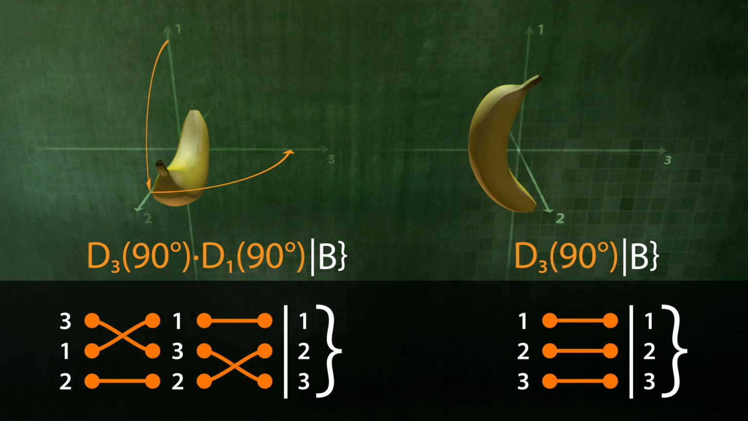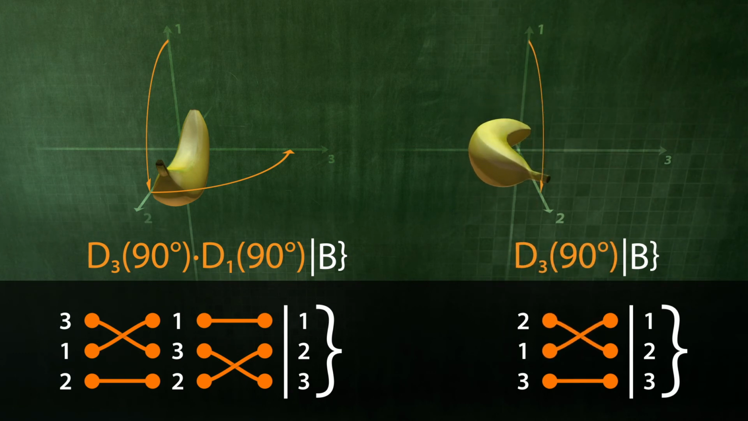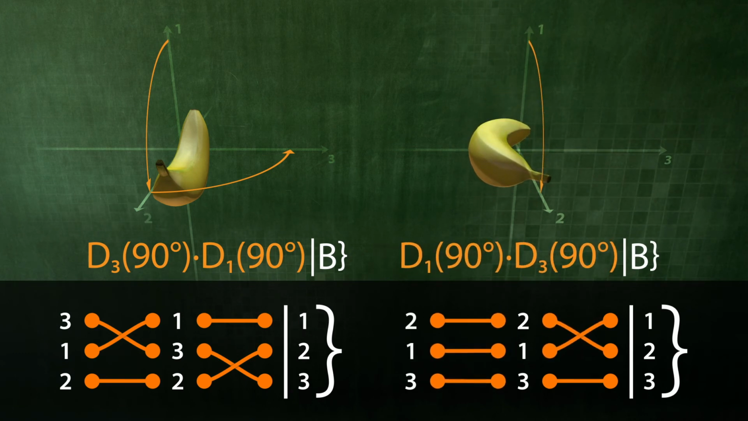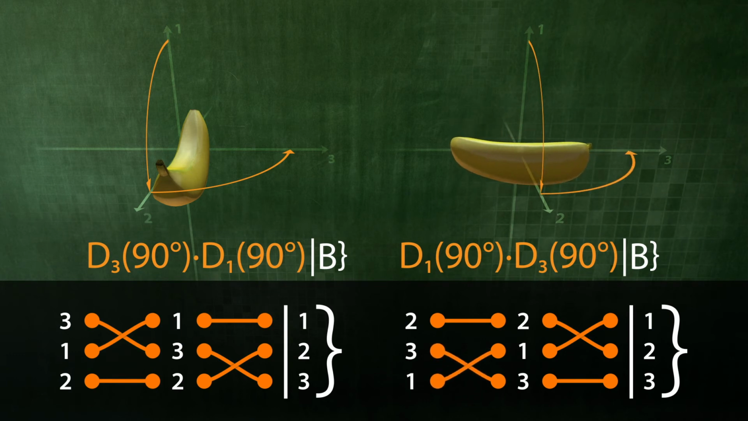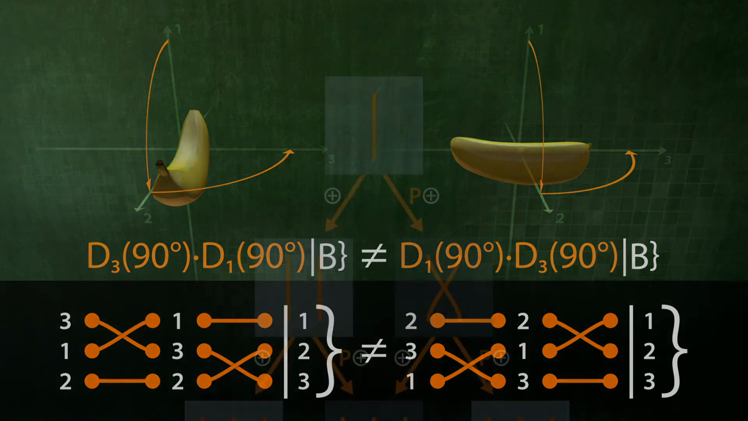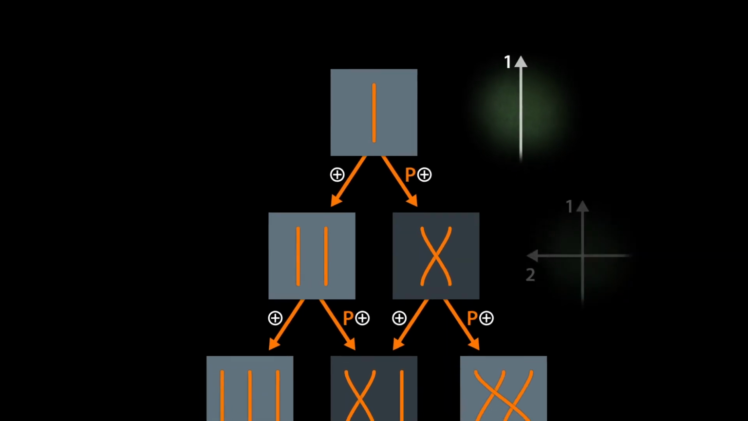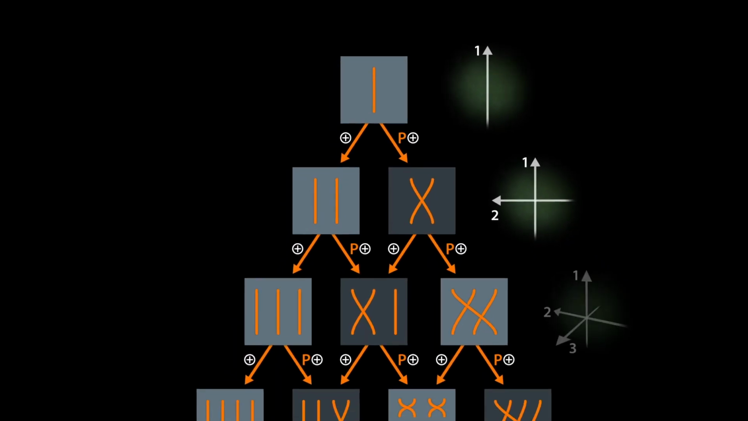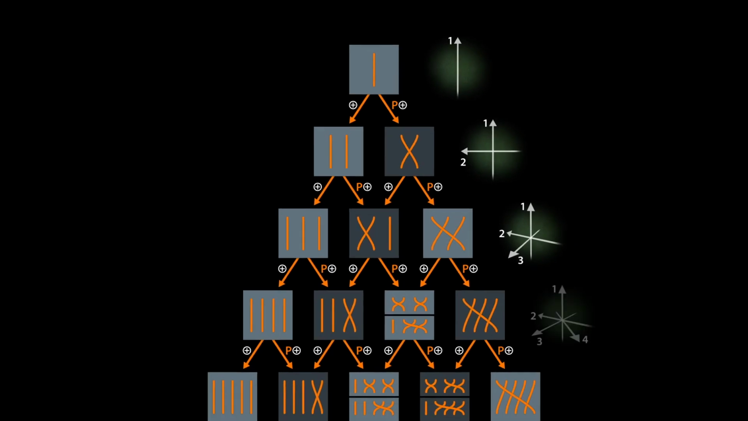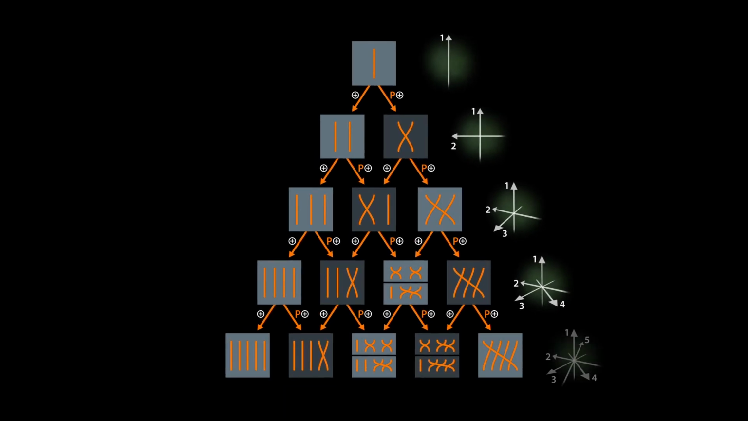The order of operations plays a crucial role. If we first rotate the banana around the third axis, and then around the first axis, the final state is quite different. In other words, rotating operators do not commute, just like the permutations. If we thus interpret the objects that are subject to a permutation as dimensions, we have encountered the basic structure of rotations in any number of dimensions desired.